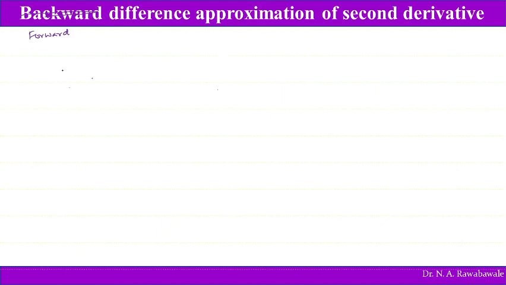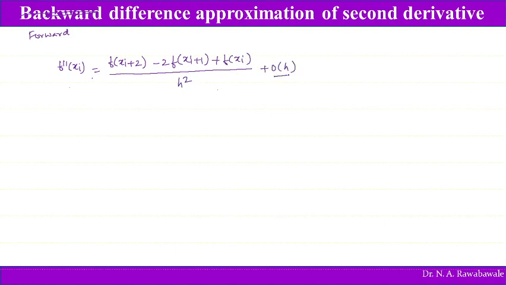So the forward difference approximation of second derivative is given by f double dash of xi, the second derivative, which is equal to f of xi plus 2 minus 2 f of xi plus 1 plus f of xi divided by h square, where h is the step size, plus O(h). This is the truncation error. So this is known as the forward difference approximation of second derivative.